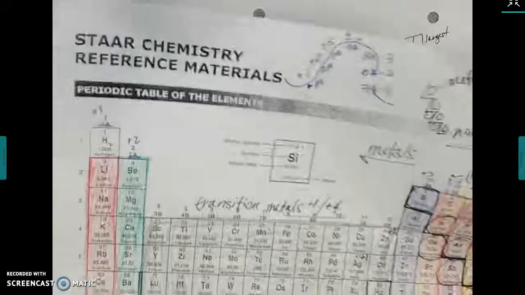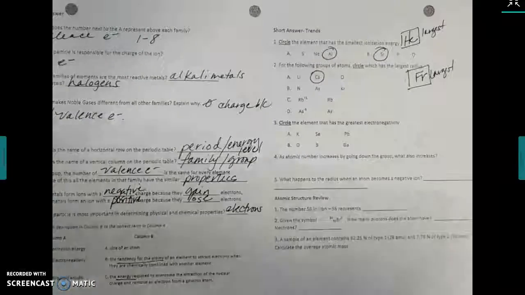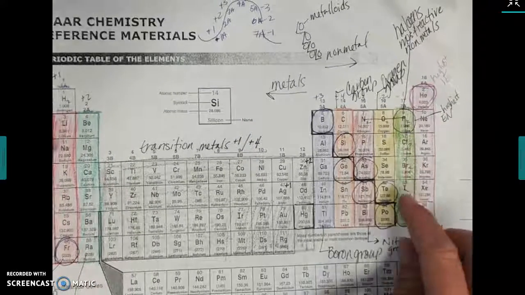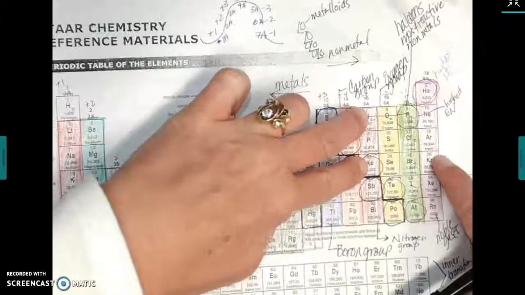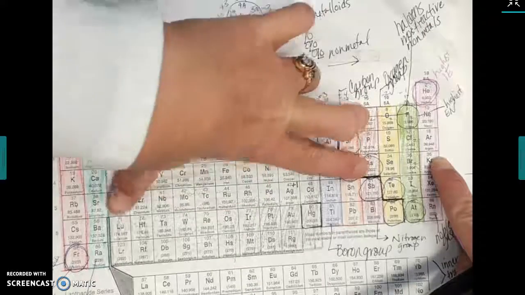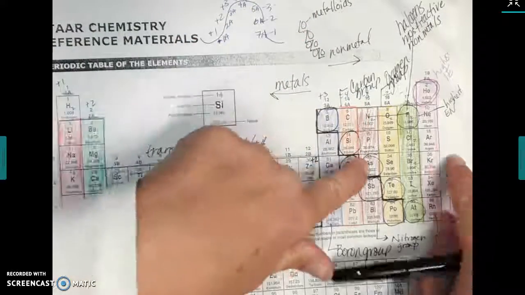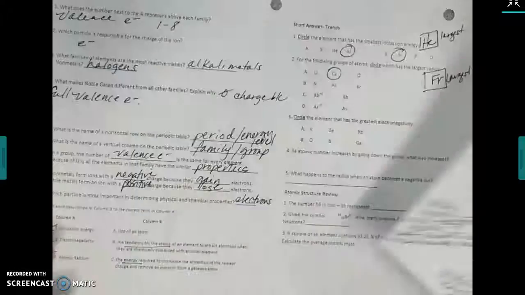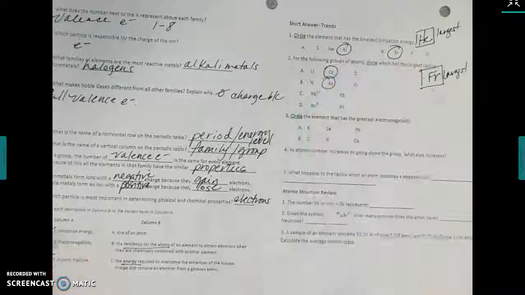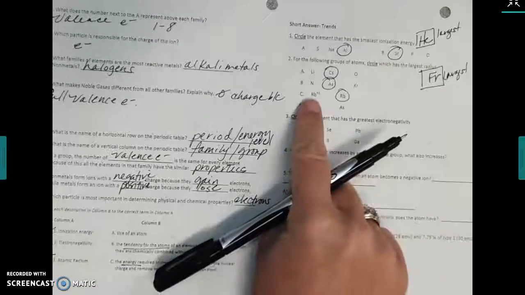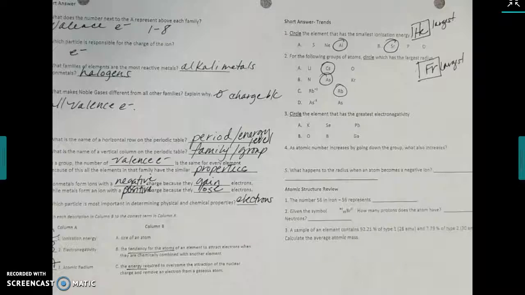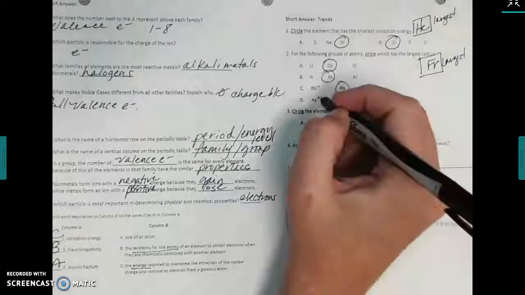Nitrogen, arsenic, or krypton? Which one is closest to francium? Arsenic. So it will be arsenic. Rubidium or rubidium plus 1? Rubidium, because rubidium plus 1 loses an electron. Arsenic minus 3 or arsenic? Minus 3, right.